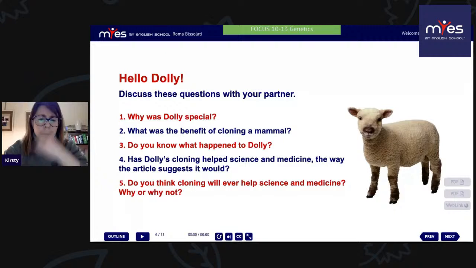So Dolly, the sheep, was really, really special because it was the first animal cloned. What was the benefit of cloning a mammal? Right, let's look at this for a second. We've discussed the negatives, but I want to, for a moment, discuss what positives can come out of cloning an animal. So let's have a short list of what the positives could be of cloning an animal in terms of benefiting science.